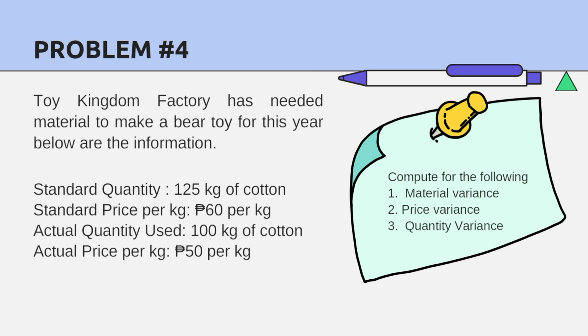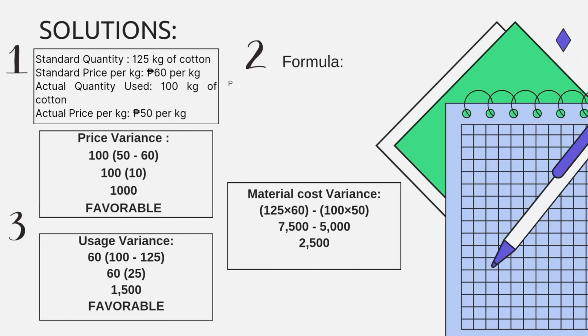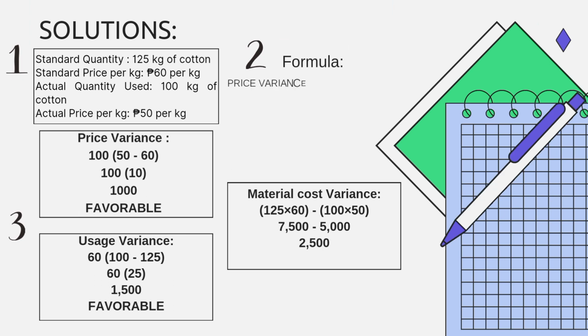And for this problem, we need to compute for the following. Number 1, material variance. Number 2, price variance. And number 3 is quantity variance. And now for the solutions. First, you need to take note of the given information for you to be able to compute more clearly and accurately. Second, identify also the formula if you're not familiar with the formula. And for the problem, they need to identify the price variance, usage variance, and the material cost.